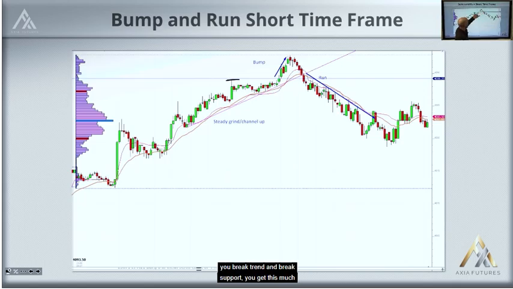Once you break trend and break support, you get this much steadier move towards the downside. This steady roll over down takes back the entirety of the steady grind phase of the move up. That's what you're after on a trade like this.